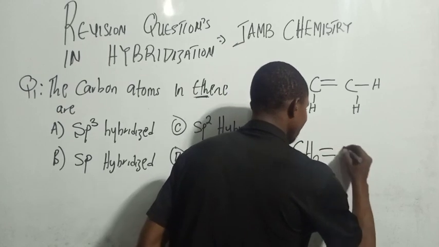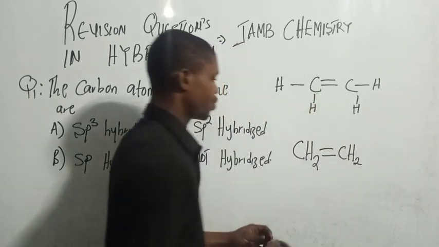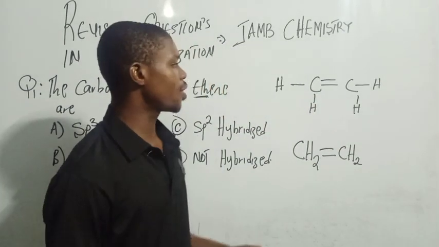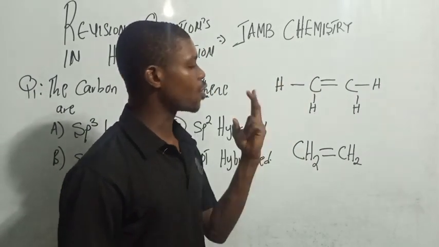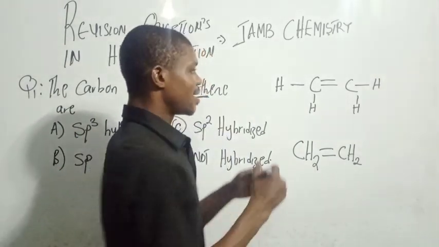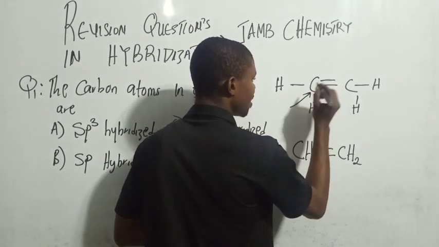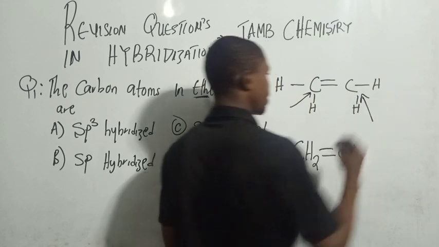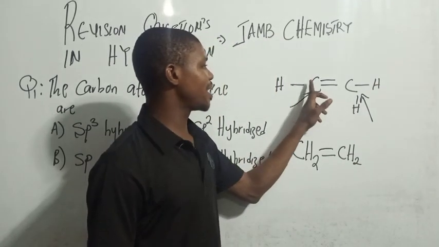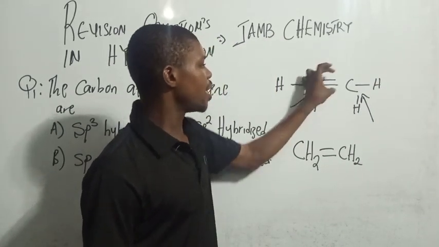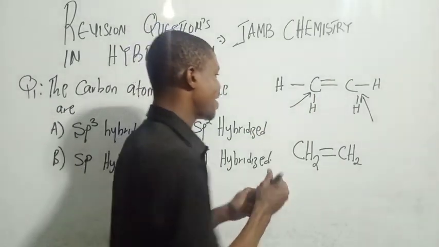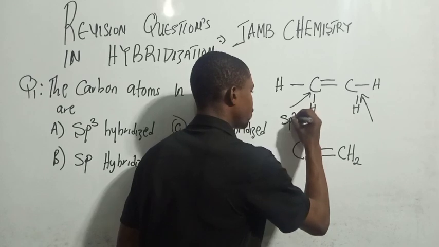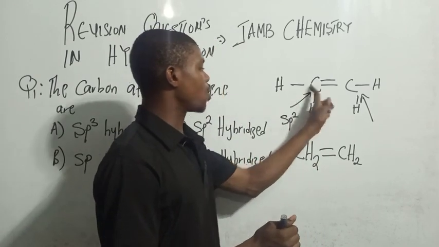CH2 double bond CH2. Do you see that? So it is saying that when you look at this compound here, it contains only two carbon atoms. This carbon here and this carbon here. This carbon contains a double bond. All double bonds are sp2. Right there. So this carbon contains sp2.